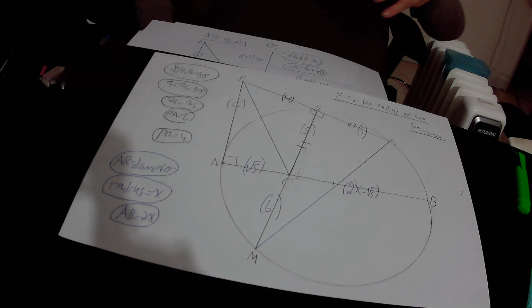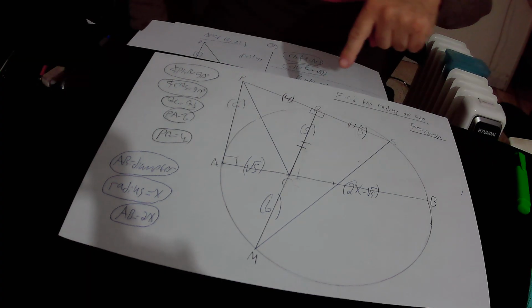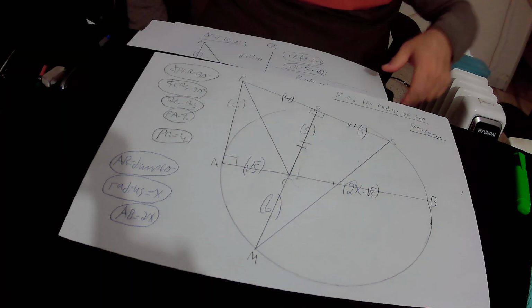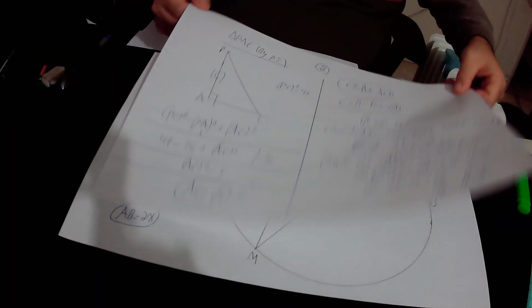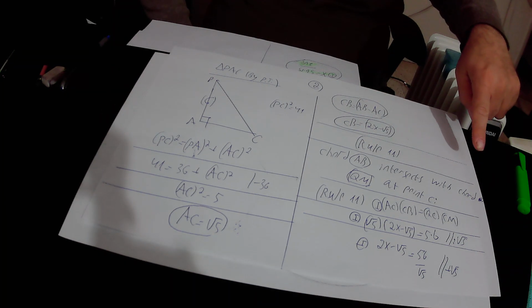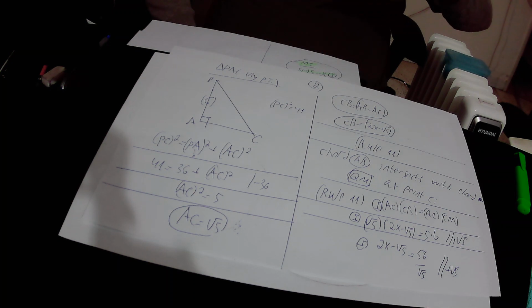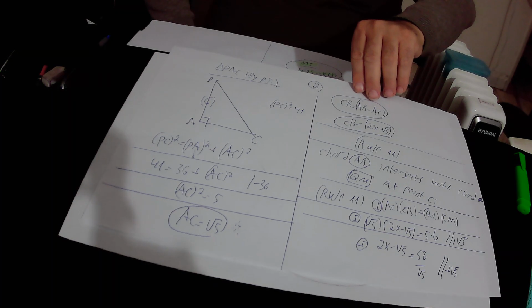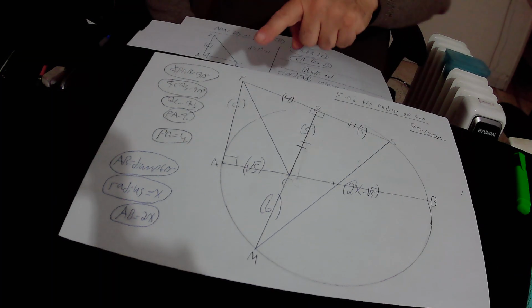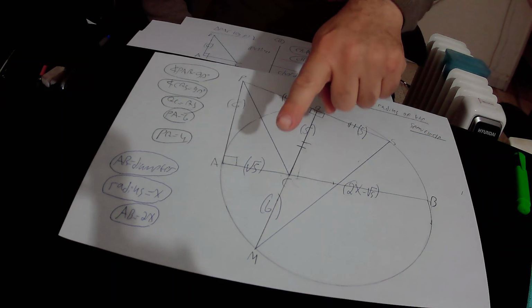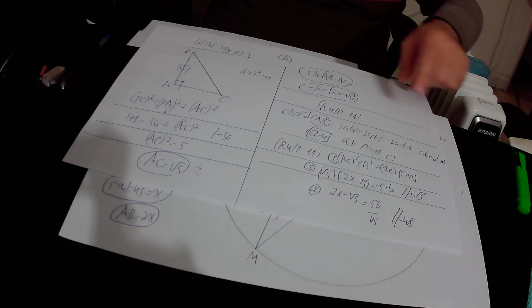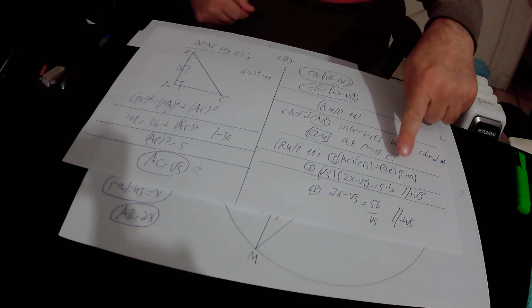We can actually implement rule number 11 in our drawing. Why? Because in our drawing we also have two chords that intersect with each other inside the circle. We have chord AB that intersects with chord QM at point C. So we have two chords that intersect with each other, therefore we can implement rule number 11. According to rule number 11, AC times CB equals QC times CM.